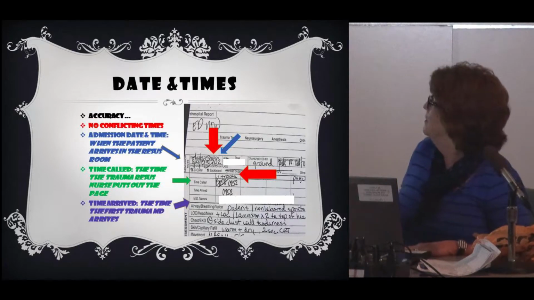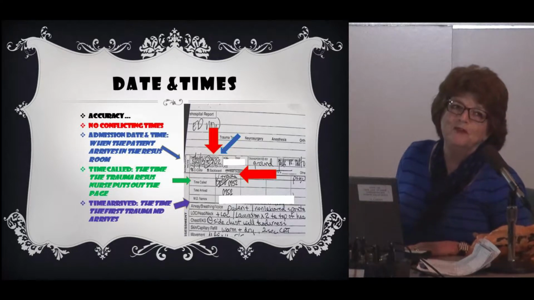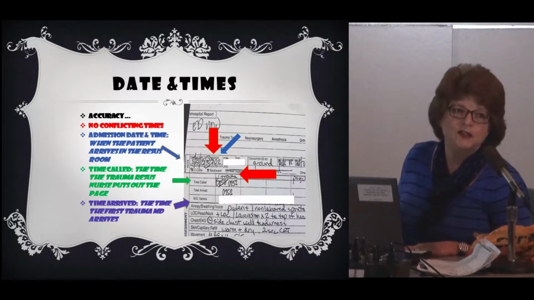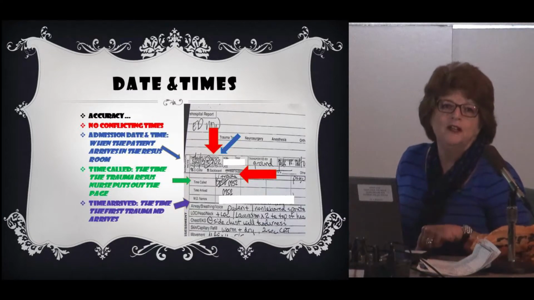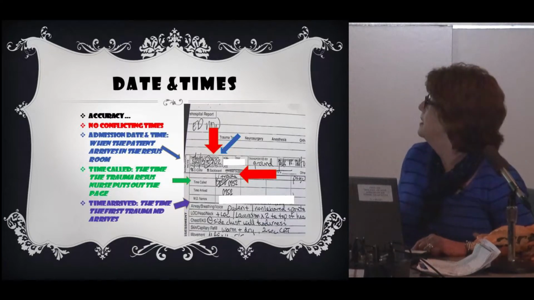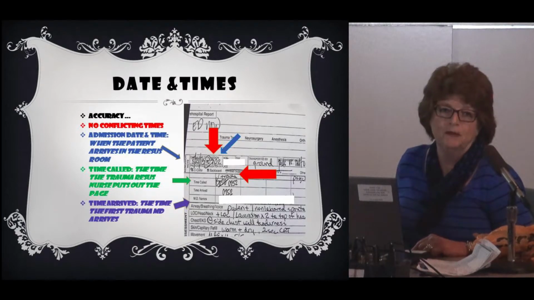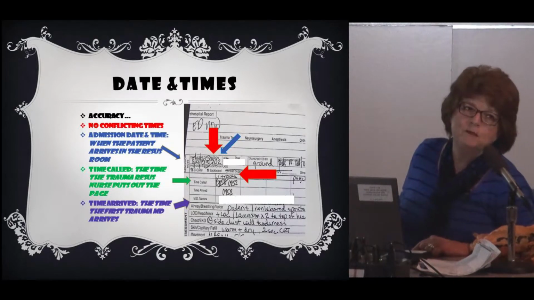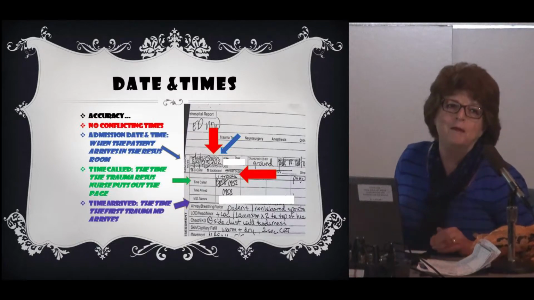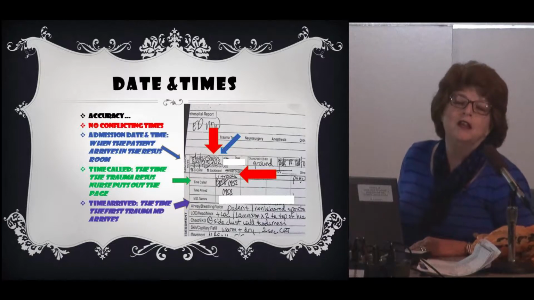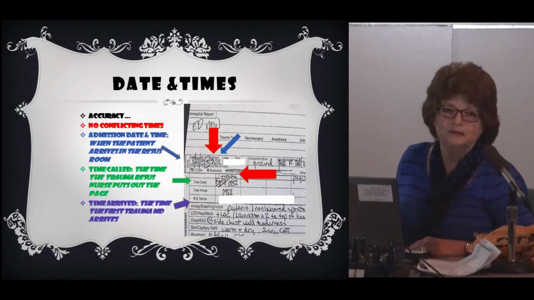So it's really important what we mean on this. If this patient comes up from the ED, they have their own arrival time. This is meant to be the date and time that the patient enters your resuscitation room. The time called is the time that the page goes out to the trauma team. If it's one of the other specialties, the same thing, the time they are called. And then the other time, time arrived, is the time the first trauma doctor arrives.